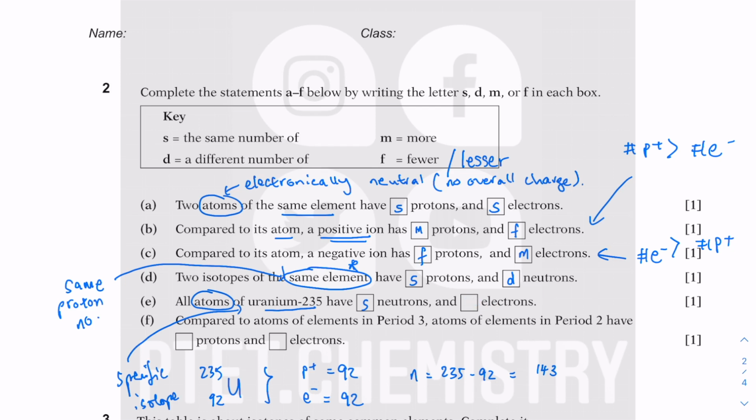So hang on, they will have the same number of electrons. I'm filling in the blank, I'm following the instruction, alright? I hate this kind of question actually, but anyway.